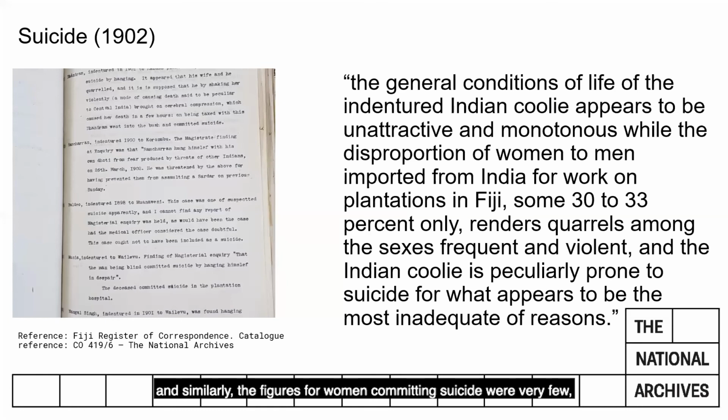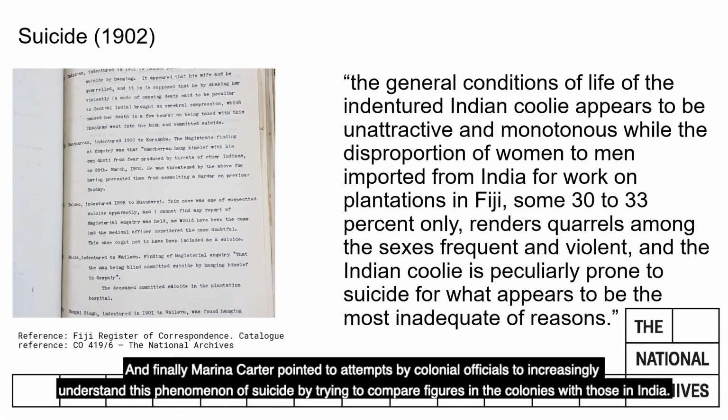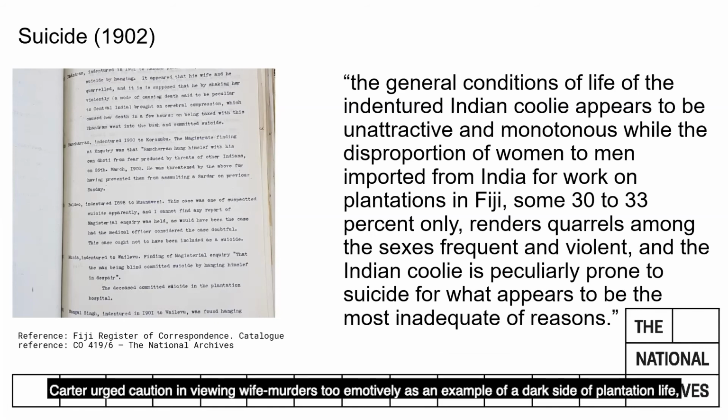And similarly, the figures for women committing suicide were very few, suggesting that unlike men, they did not feel the sense of loss of status and authority. And finally, Marina Carter pointed to attempts by colonial officials to increasingly understand this phenomenon of suicide by trying to compare figures in the colonies with those in India. Carter urged caution in viewing wife murders too emotively as an example of the dark side of plantation life, and said more analysis comparing data of wife murder in India and the colonies was needed.